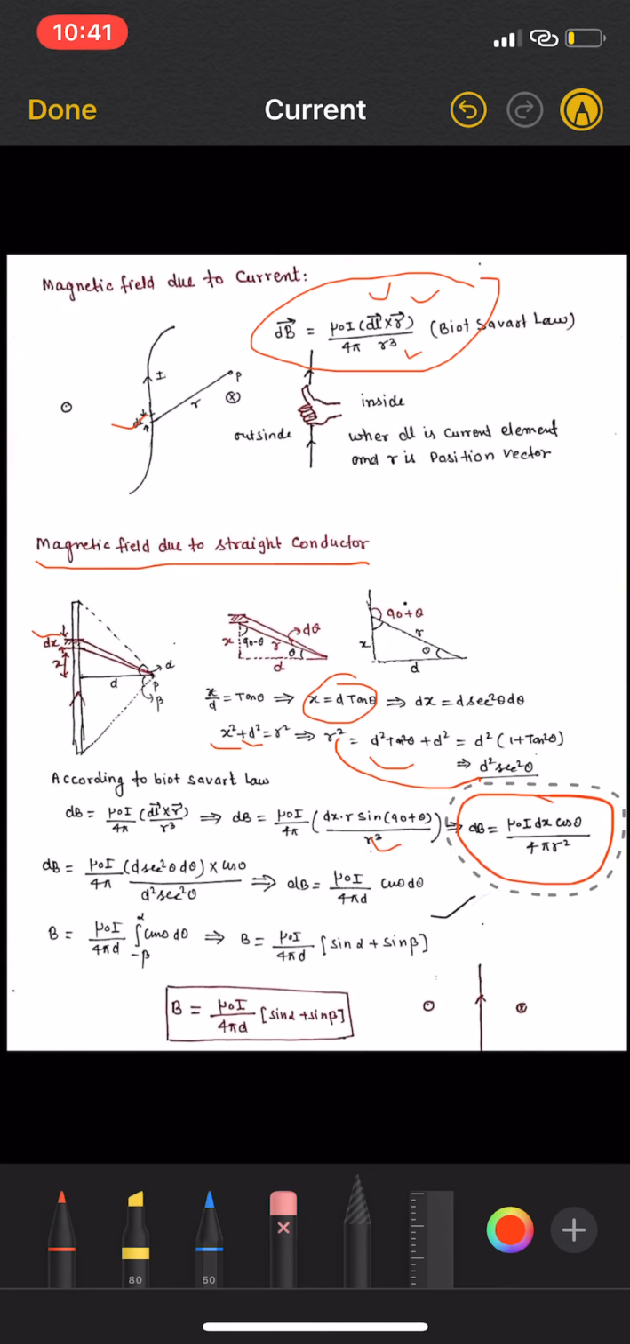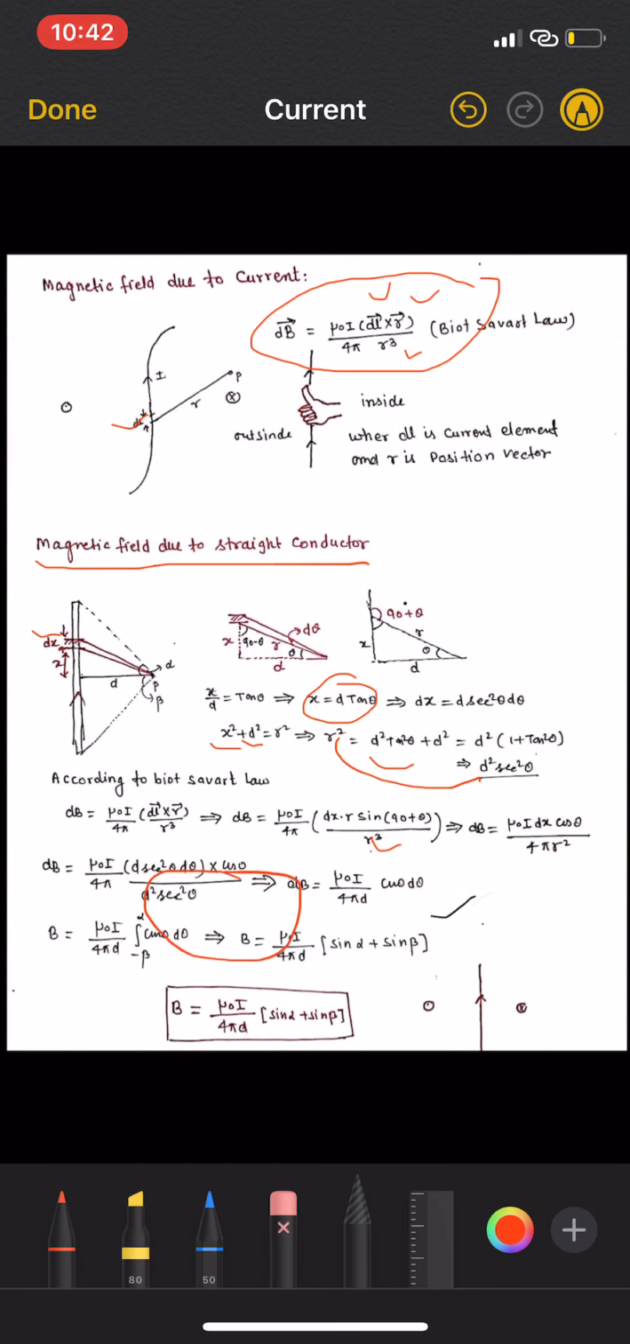If I solve this, in place of dx, if you see, dx is equal to d sec square theta d theta. So in place of this dx, I'll write d sec square theta, and cos theta as it is. And in place of this r square, I'll write d square sec square theta.